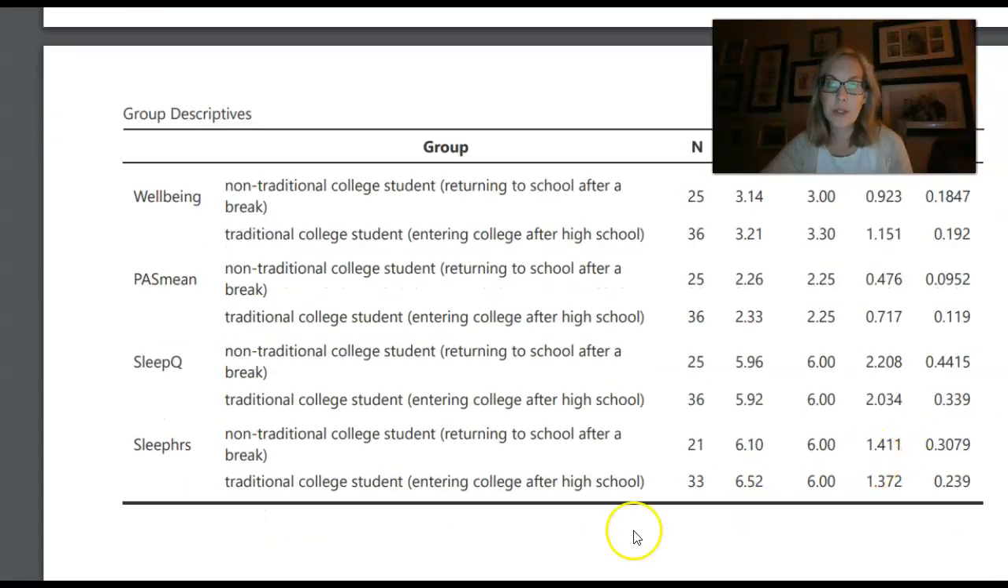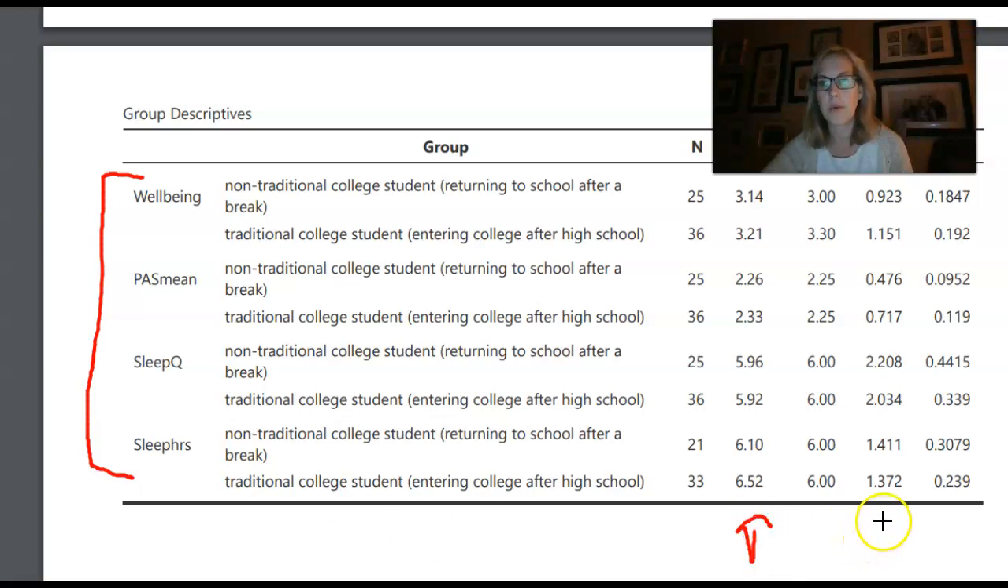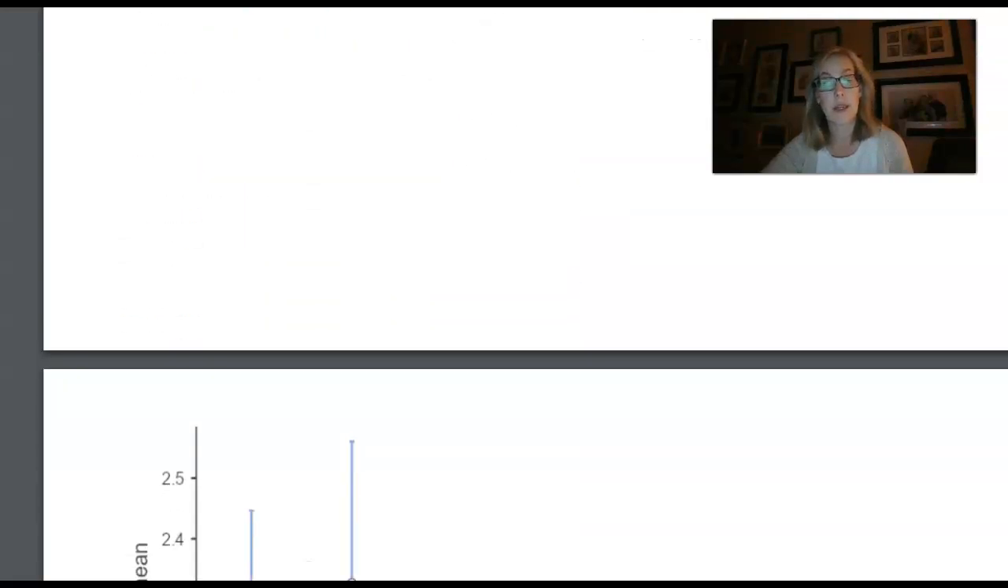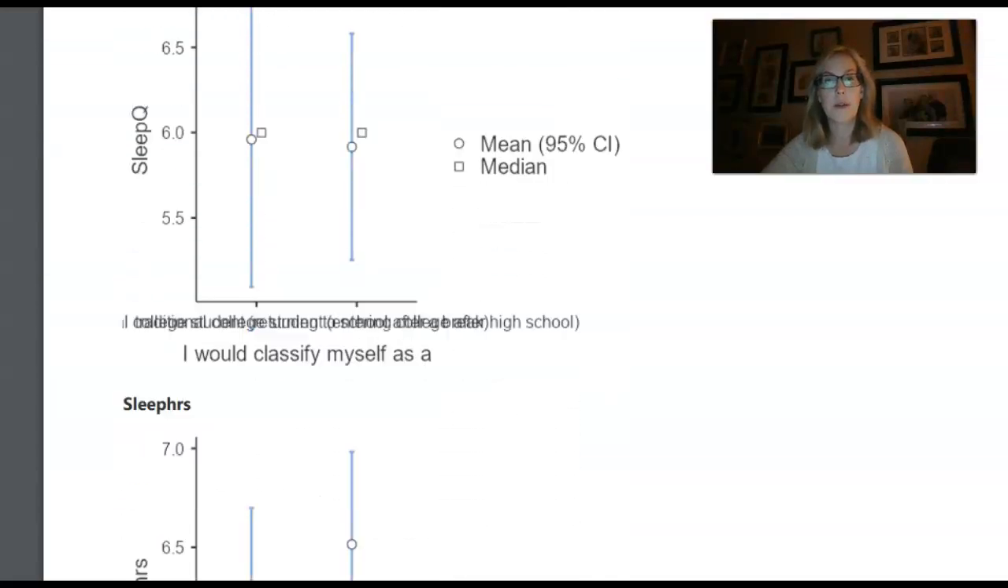And again, you have descriptives. And so again, you would pick one of these that fits. If you chose to do traditional, non-traditional, you would report the means and you would report the standard deviations. And you'd also report the Ns because there's unequal sample sizes. You'll notice for this last group, sleep hours, there's less than the other three. Just means they left that blank. Didn't respond.